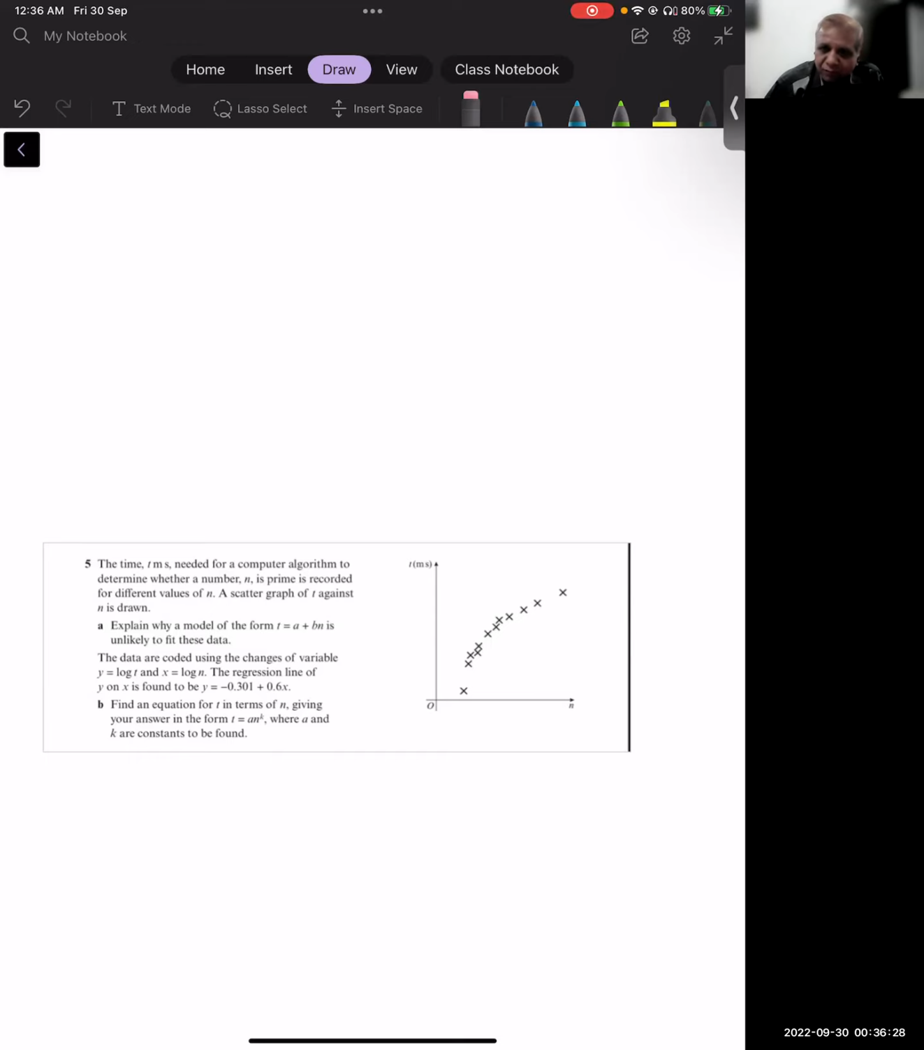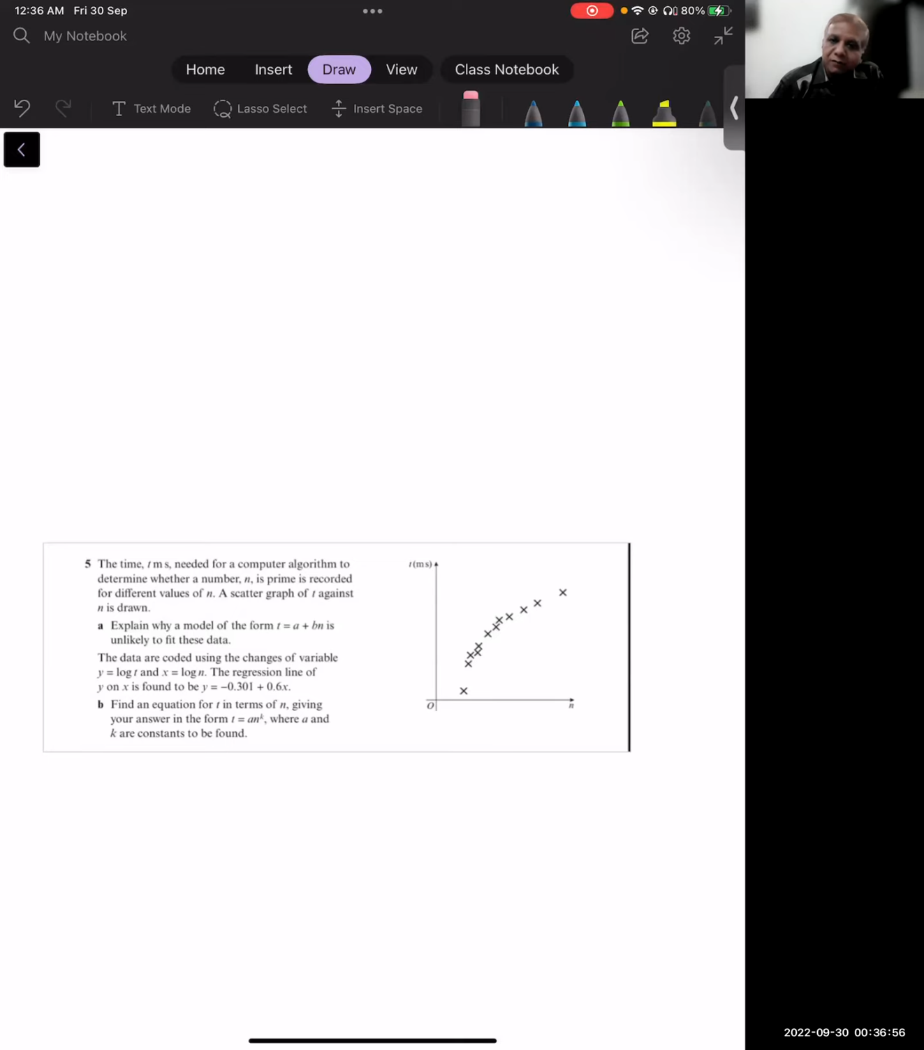Scatter diagram, right? The data are coded again, and the variables are changed: y is equal to log t and x equal to log n. The regression line of y on x is found to be y equals this and this. Suppose it is modified and the data comes out to be this. Find the equation of t in terms of n, giving your answer in the form t equals a n to the power k, where a and k are constants to be found.